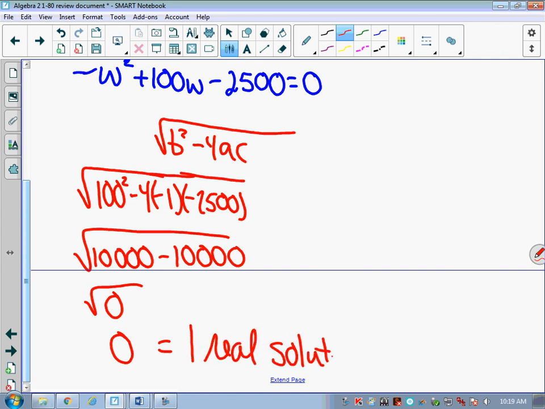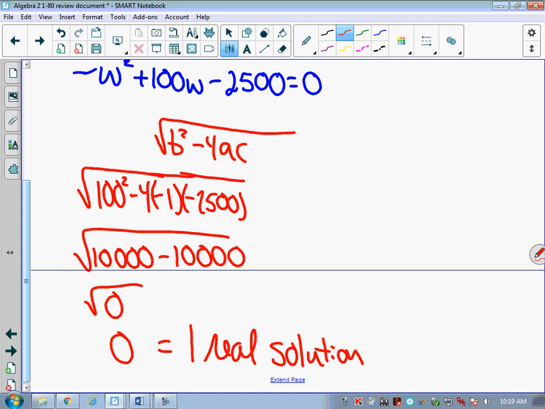Now, let's review that for a second. What if we had gotten a positive number in there? How many solutions would I have had? 2. I would have had 2, and what type would they be? Would they have been real or imaginary or complex? 2 real or 2 complex? 2 real. What if it had been a negative number? 2 complex. Okay? So those are the 3 scenarios. Anything greater than 0 is 2 real. 0 is 1 real. Anything less than 0 is 2 complex.